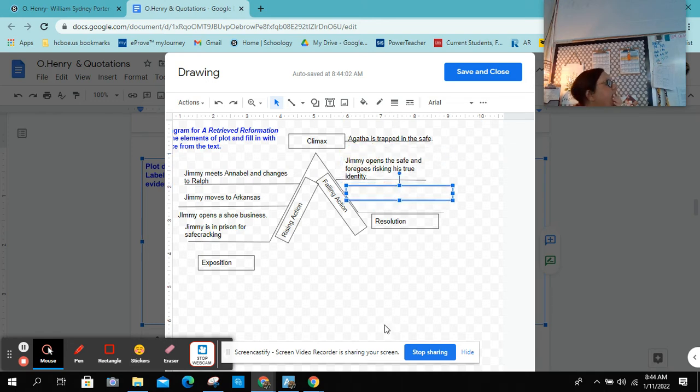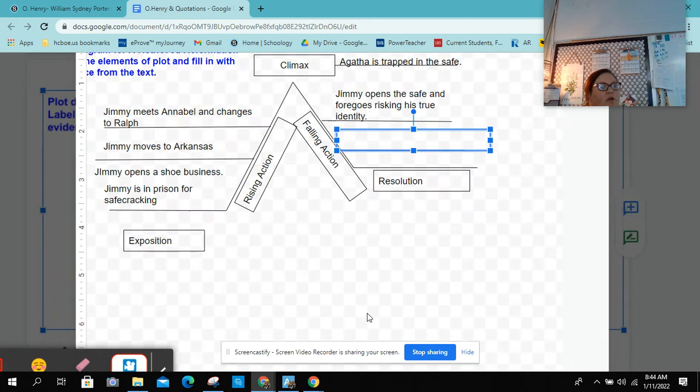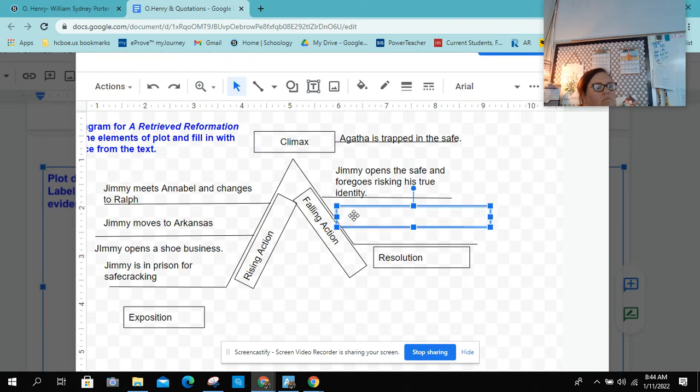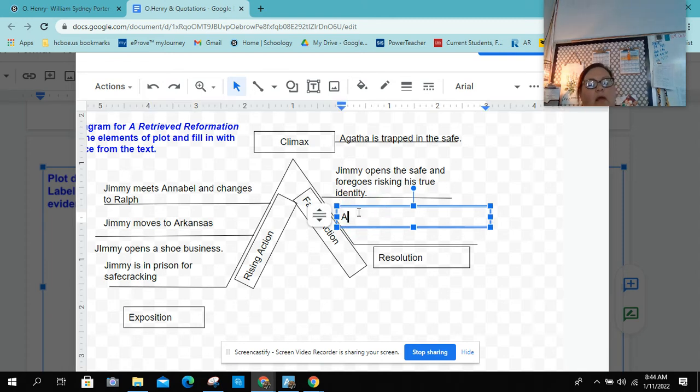Jimmy opens the safe and forgoes risking his true identity. Agatha is safe and returns to her mama's arms.